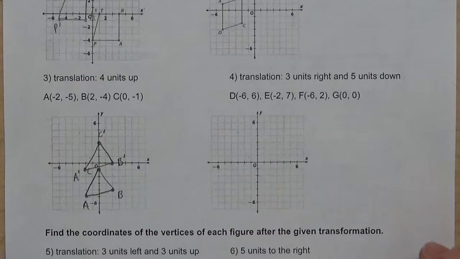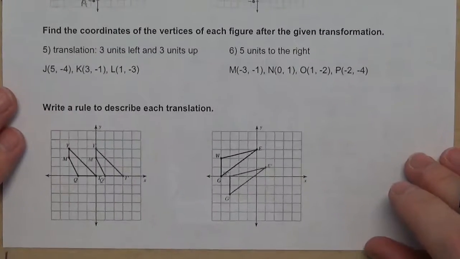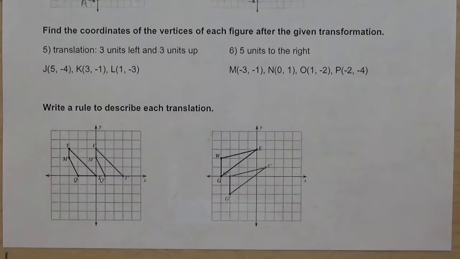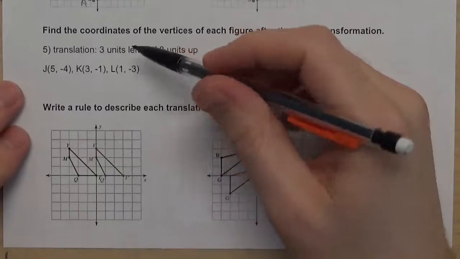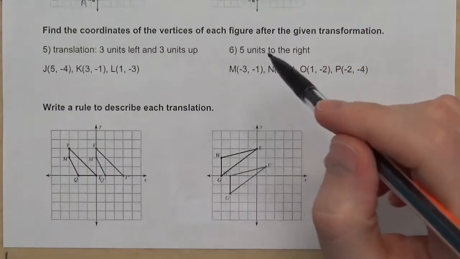Okay, let's continue with the odd ones here. Let's just do this last one. Last odd one. It says find the coordinates of the vertices of each figure after the given transformation. It says that we're supposed to translate 3 units left, and 3 units up.